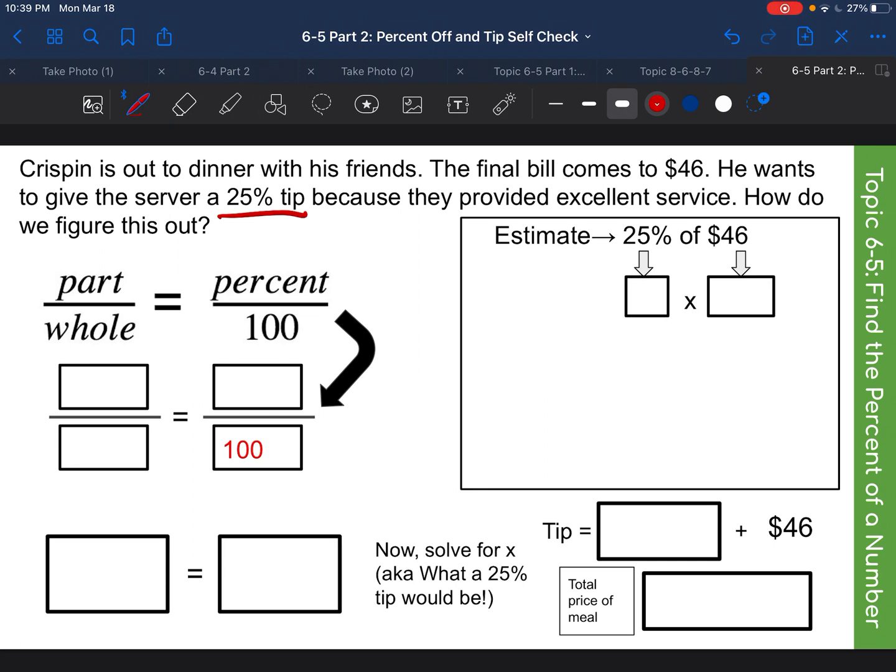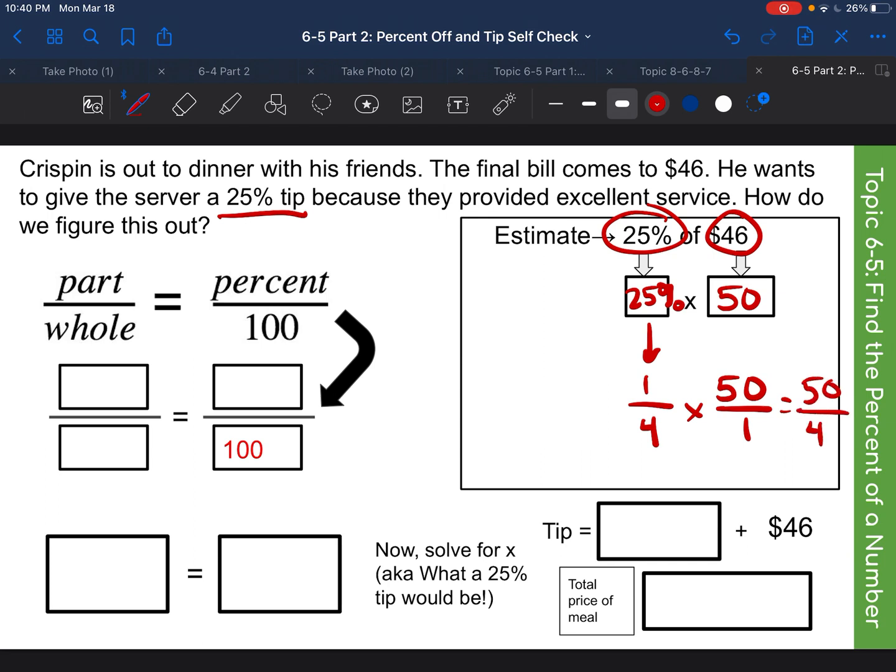So first, let's estimate 25% of 46. We can keep 25% as 25% because, again, it is a percent that is easy to turn into a fraction because it is 1/4. But we can make 46 50. That would be a little easier. So we put 50 over 1. We get 50 divided by 4.